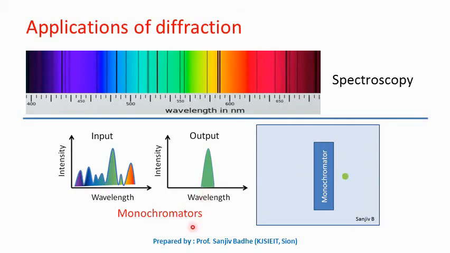Diffraction gratings can be used in monochromators also. Monochromator means only one particular wavelength is obtained as the output. The input, which contains different wavelengths, is given like this, and at the output we will get only one wavelength. Because the diffraction grating can separate the wavelengths, this one particular wavelength is separated and filtered. So this is how the monochromator works. All wavelengths are given as input, but only one wavelength comes as output. So these are also some important applications of diffraction grating.